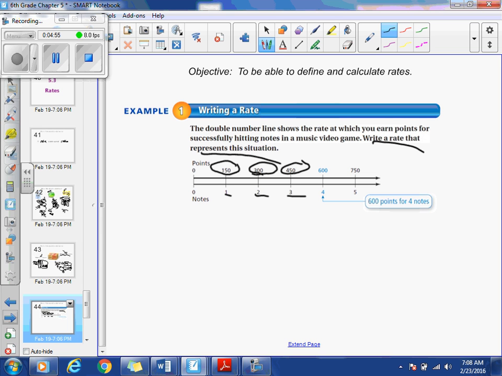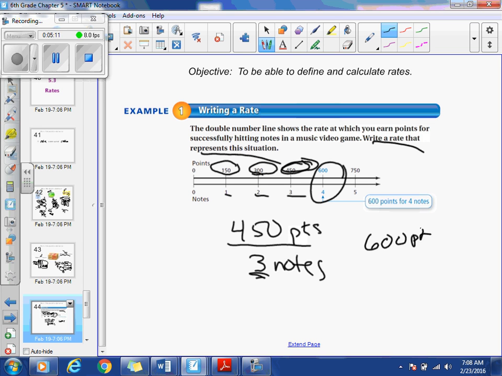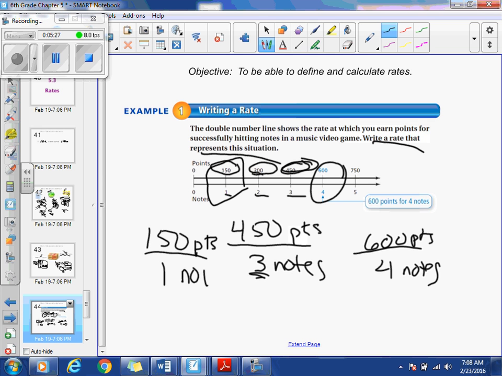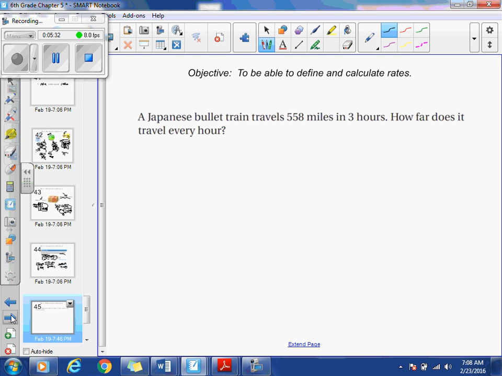There are so many different rates you can write for this one. I could say that you get 450 points for hitting 3 notes, right? That's a rate. That is one possible rate. It's not a unit rate, but it didn't ask us to write a unit rate. I could have written this one instead, 600 points for 4 notes. You hit 4 notes in the game, you get 600 points. That's also a rate. That's one possible answer. If we didn't like those two, we could do this one. You could say 150 points for hitting 1 note. That's a rate. The nice thing is that one's also a unit rate because the denominator is 1.